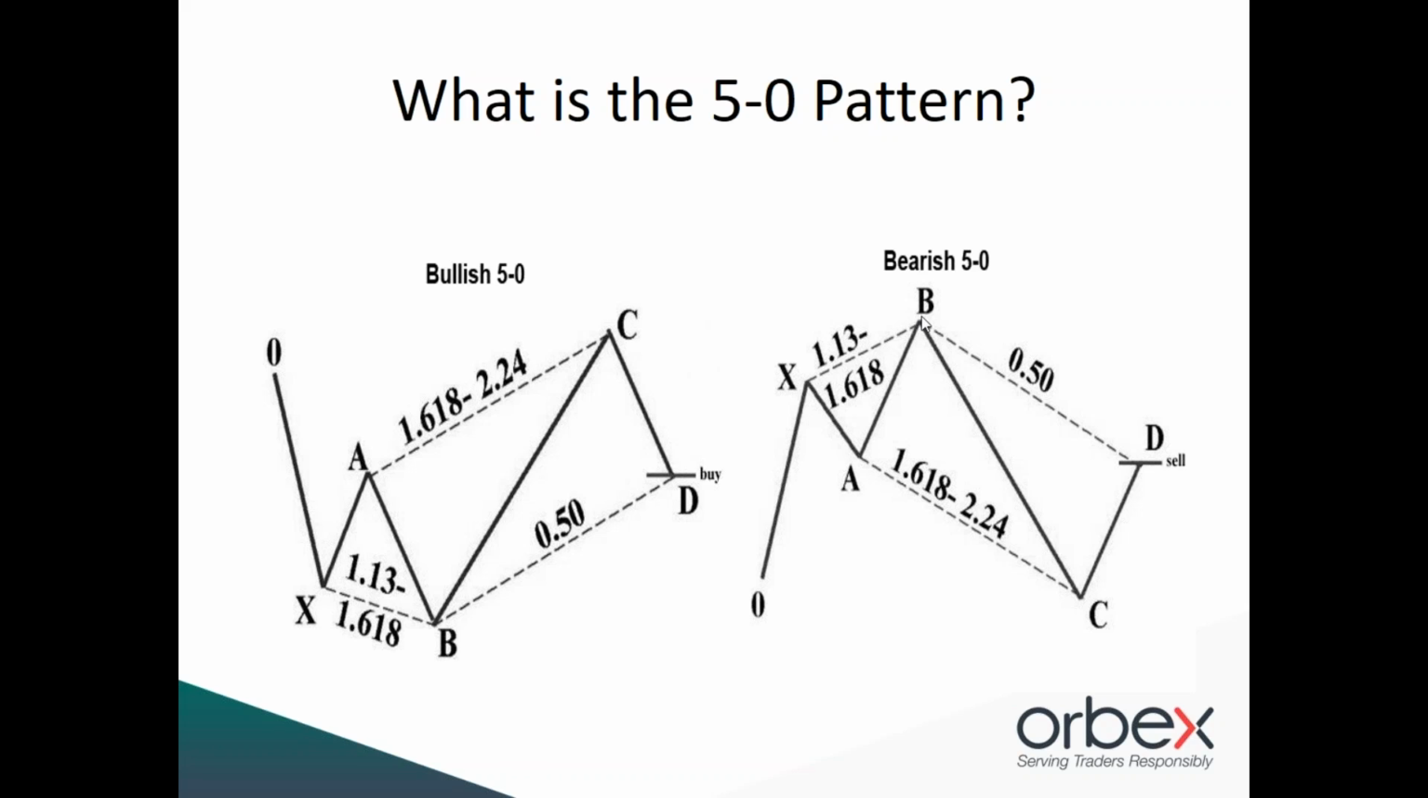From our new high, we get a strong reversal lower. Price trades all the way down to this C point, and again this C point needs to complete into the 1.618 to 2.24 extension of that AB leg. From here we get one final retracement higher, completing into the 50% retracement of that B to C price move, and this gives us our D point. Because this is a bearish pattern, this is our area where we can look to sell.